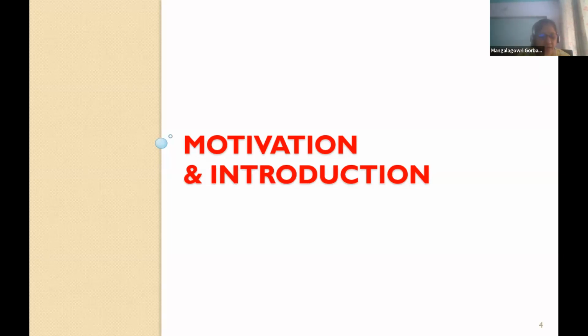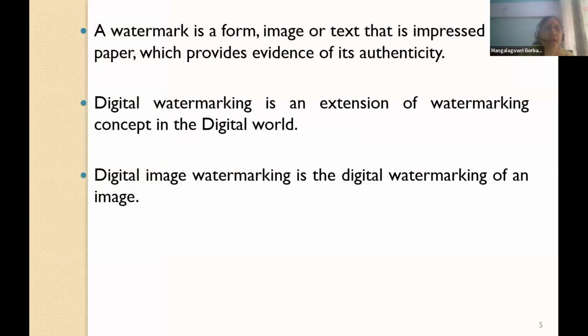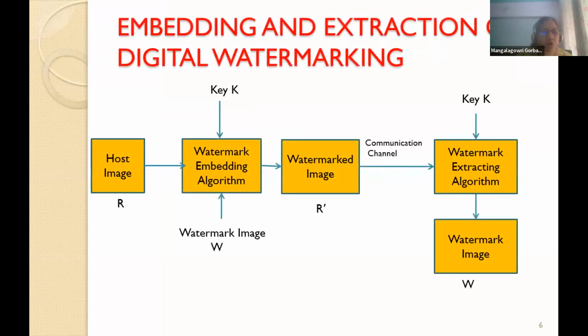Data hiding methods like watermarking have become a key player in solving this biggest challenge of the multimedia world. A watermark is a form, image, or text that is impressed onto paper, which provides evidence of its authenticity. Digital watermarking is an extension of the watermarking concept in the digital world. So digital image watermarking is the digital watermarking of an image. Digital image watermarking basically consists of two processes: one is the embedding process, the other is the extraction process. In the embedding process, the watermark data is embedded into the digital host image, and later in the extraction process, the watermark data is extracted from the watermarked image to authenticate the ownership of the image.